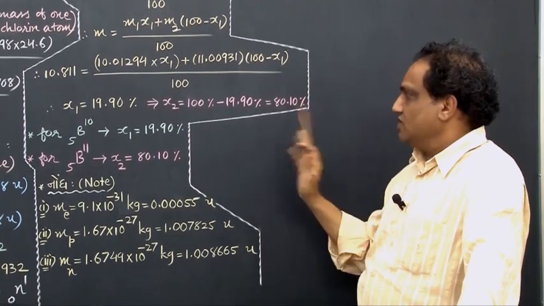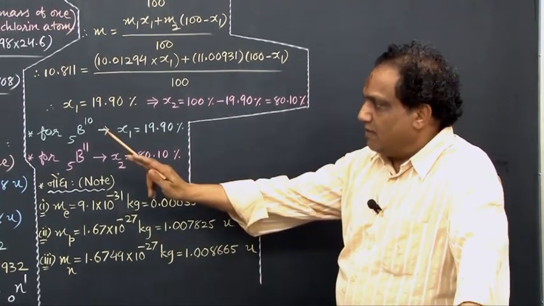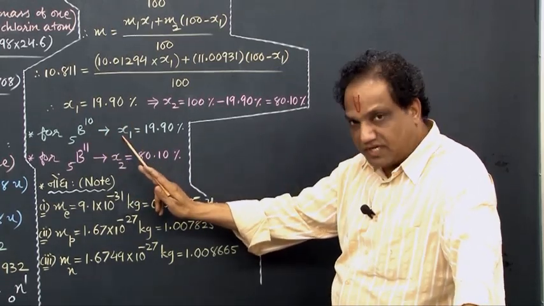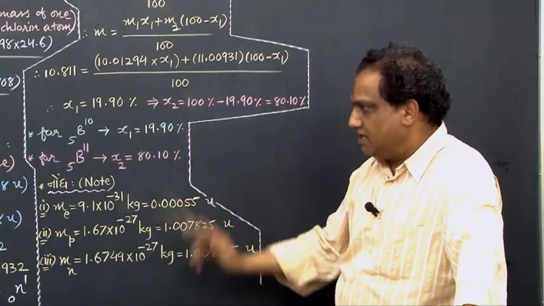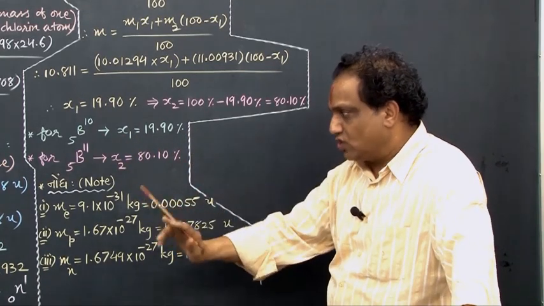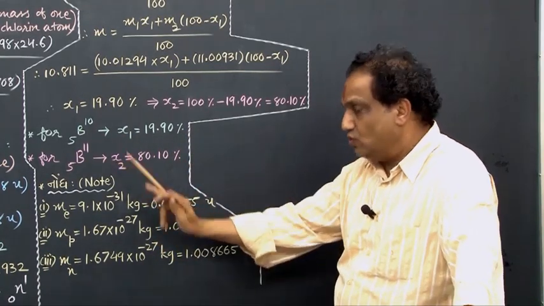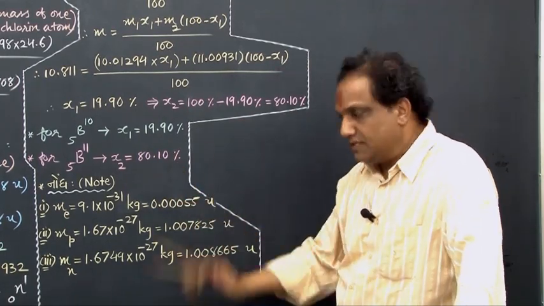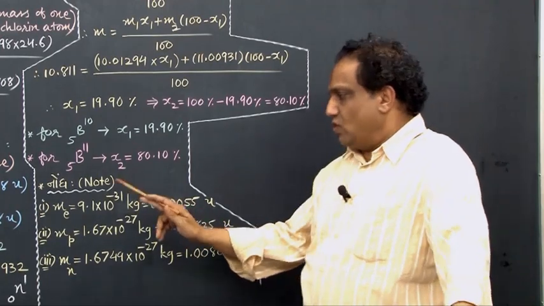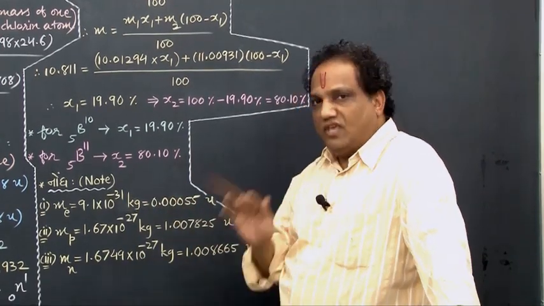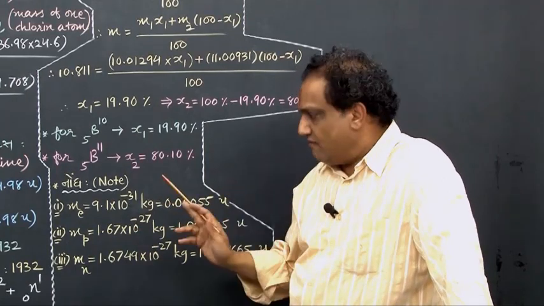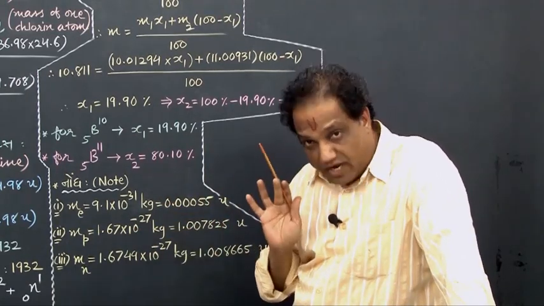Okay, so this is your final answer. The proportion of the first isotope is x1 percentage, which is 19.9 percentage. The proportion of the second isotope is x2 percentage, which is 80.1 percentage. Got it? Now this note I have made here: if you can remember, you can. If you cannot remember, don't bother. Whenever required, they will give it to you in the numericals.